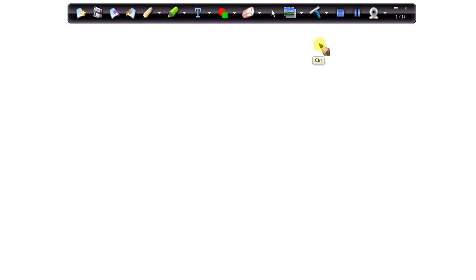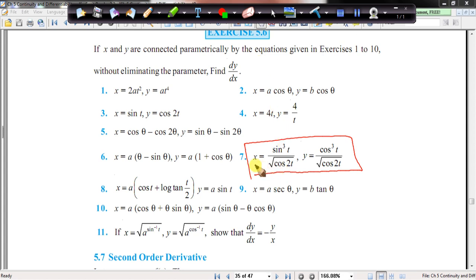The seventh question is: find the derivative of the function x is equal to sin cube t upon root cos 2t, comma y is equal to cos cube t upon root cos 2t. We shall solve this question right now.